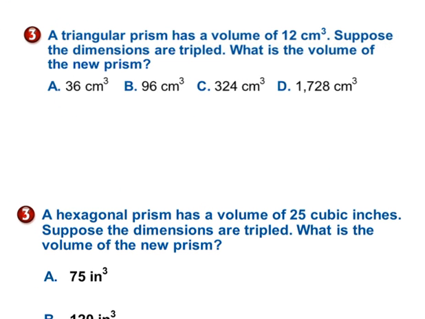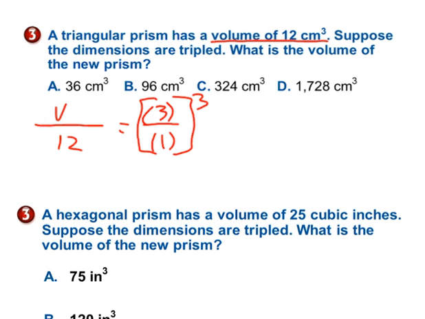Let's do a volume one. A triangular prism has a volume of 12 centimeters cubed. Suppose the dimensions are tripled. What is the volume of the new prism? All right. So the volume of the new prism is V, as the new dimension. Well, if the old dimension was 1 and I tripled it, it'd be 3 over 1 is my ratio. But, of course, this is cubed because it's volume, so we have to cube it. So V over 12 is equal to 27 over 1.